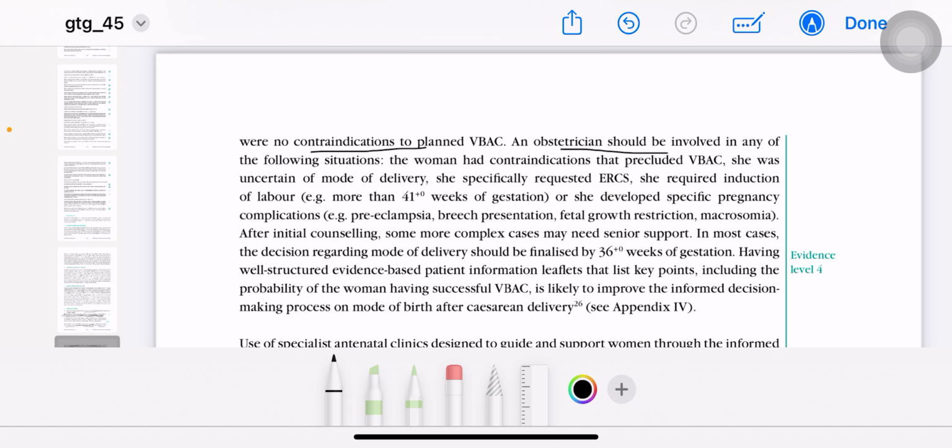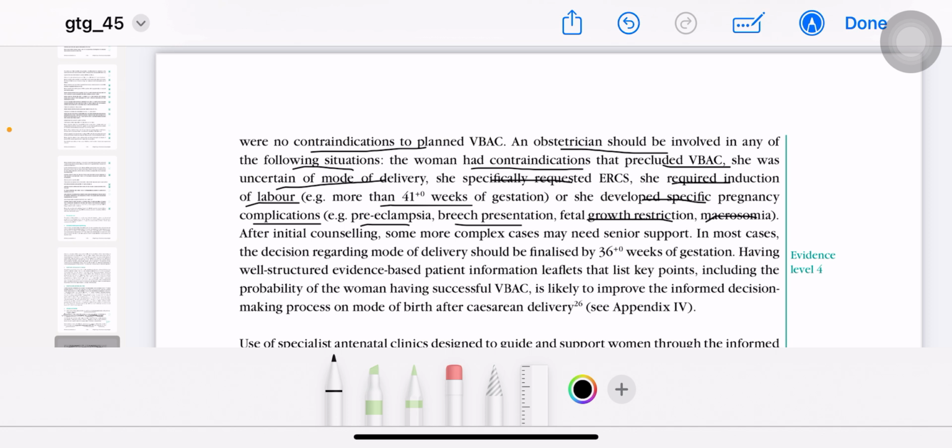An obstetrician should be involved in any of the following situations. The woman had a contraindication that precluded VBAC. She was uncertain of mode of delivery. She specifically requested an emergency or elective lower segment cesarean section. She required induction of labor at more than 41 weeks, or she developed a specific pregnancy complication, for example preeclampsia, breech presentation, fetal growth restriction and macrosomia. So in antenatal counseling, the important thing is that you have to exclude any contraindication in the patient for vaginal birth after cesarean section.